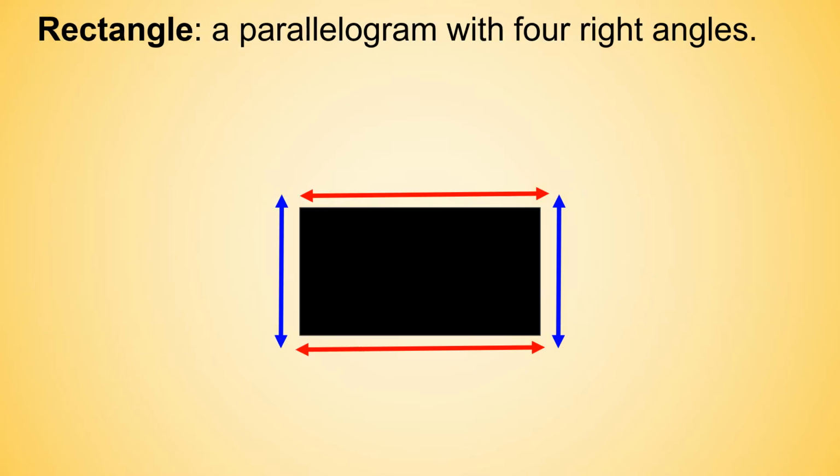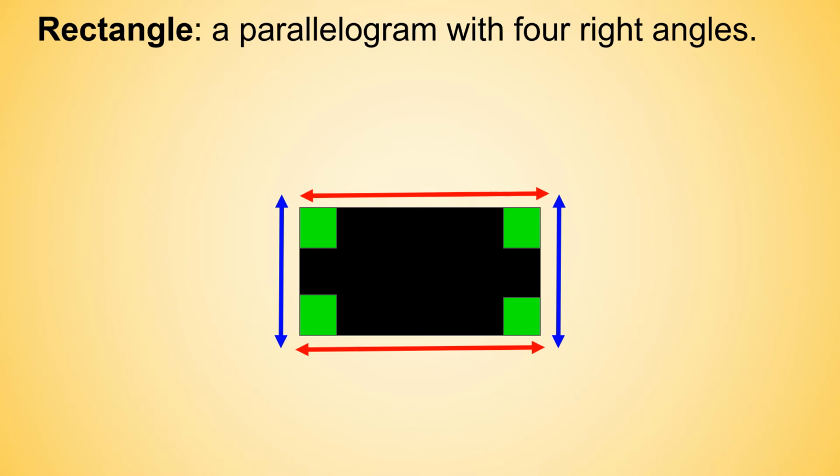Now let's talk about rectangles. So a rectangle is a parallelogram, but it also has one more thing that lets us know that it is a rectangle, and that is the fact that it has four right angles. So a rectangle looks like this. We all kind of know what a rectangle looks like. We have seen these before, but to classify a rectangle as a rectangle, you just have to know that it has two pairs of parallel sides and four right angles, all right?